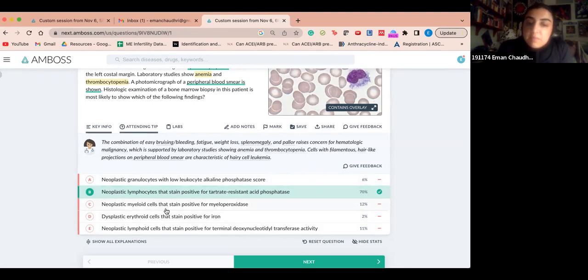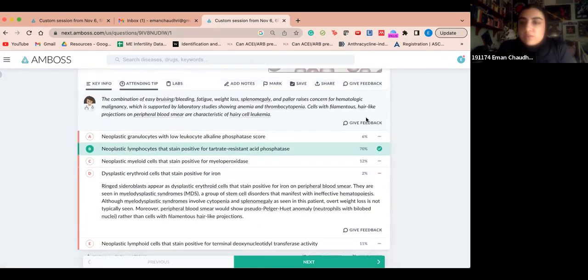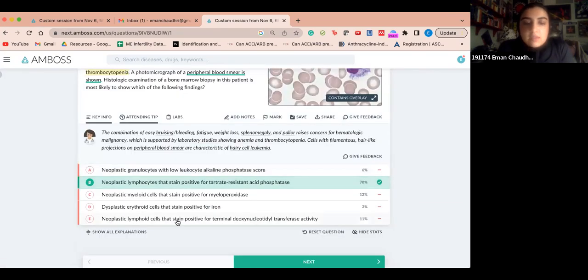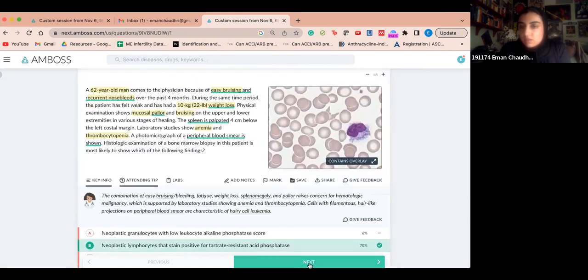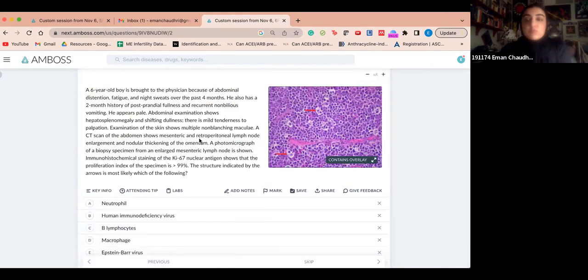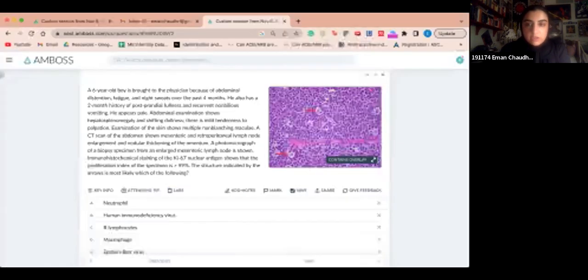Okay, neoplastic myeloid cells that stain positive for myeloperoxidase, where would you see that? AML, perfect, okay, good. Dysplastic erythroid cells that stain positive for iron. Perfect, Walid, sideroblasts, yeah, okay. And neoplastic lymphoid cells, TDT, you guys said it, ALL, okay? Now, next question. So is that clear to you guys, or do you want me to go over anything really quickly? Clear, awesome, okay. If one person says it, I'm gonna move. And then if you guys have a question, I'll come back to your question, okay? So don't worry about that.